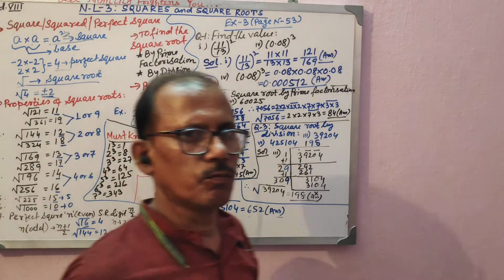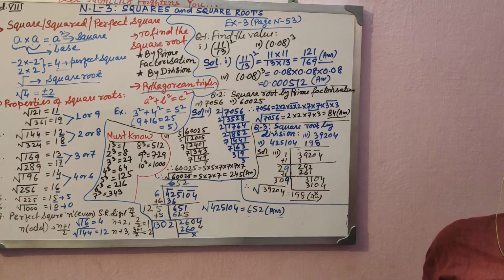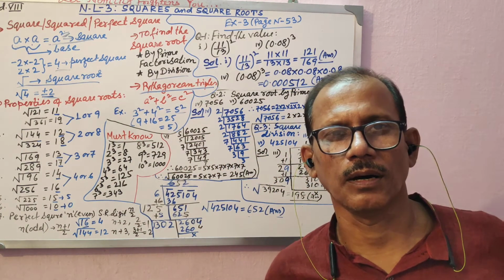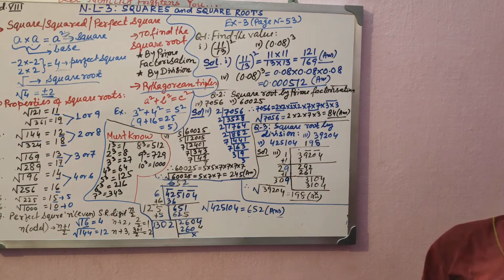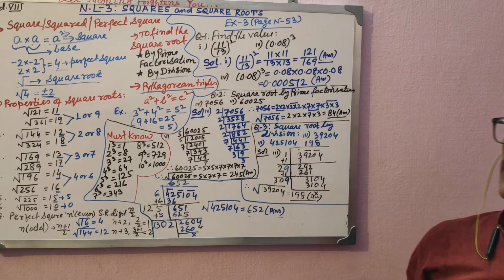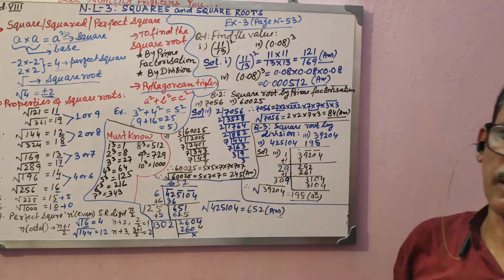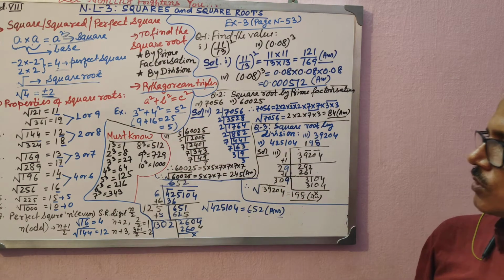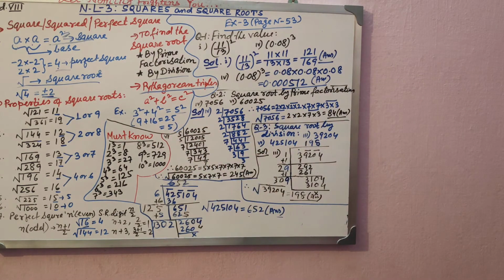That means two numbers' square values should add up to form a perfect square number. Those three numbers are called a Pythagorean triplet. Here 3, 4 and 5 are the Pythagorean triplet. I hope you have understood it. Now let us move on to the exercise.